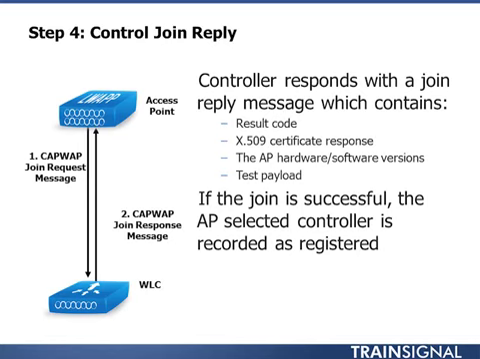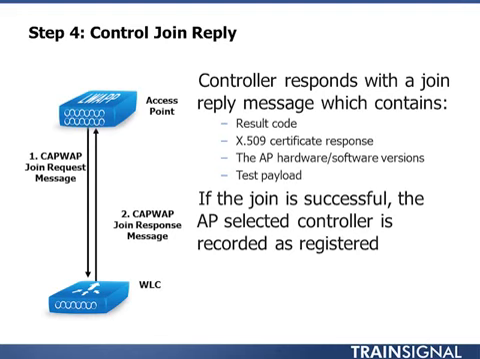Also, it'll tell it about the wireless LAN controller images. If the image in the access point is different from that of the controller, the access point will then have to go forward and download the image from the controller and then reboot that new image. If it's the same, that's good. It'll also do a test payload to make sure the communication is effective.